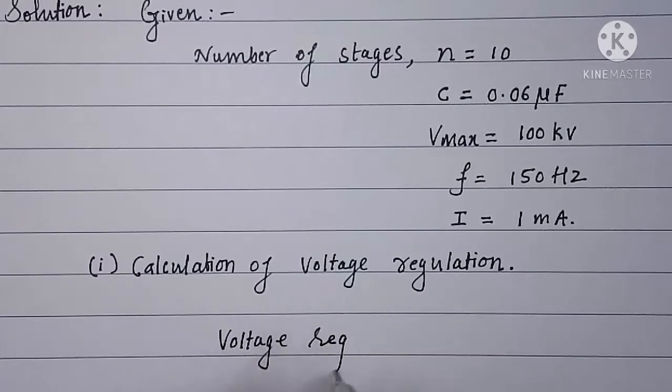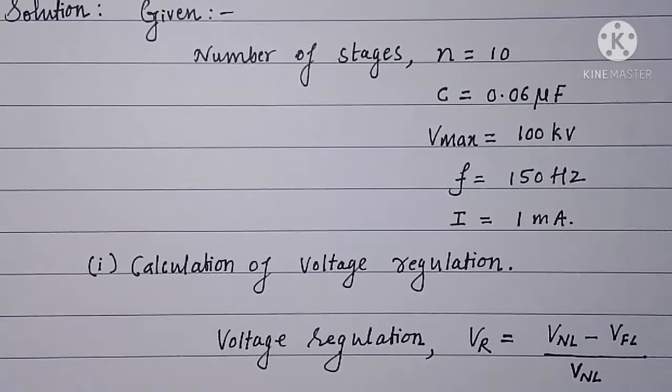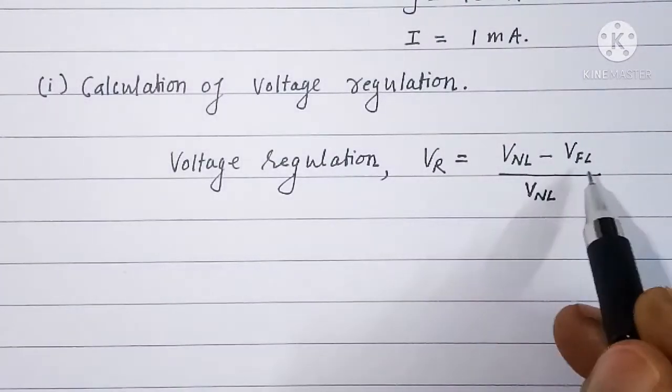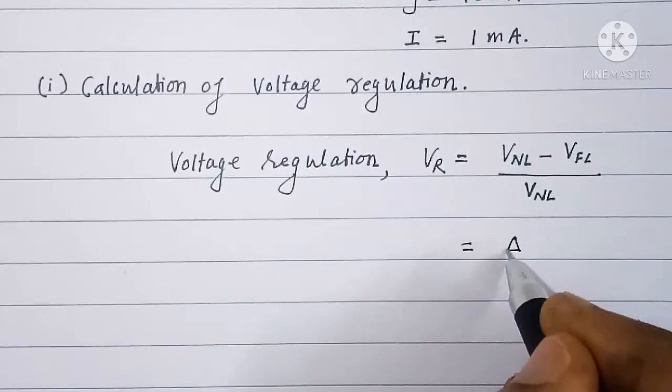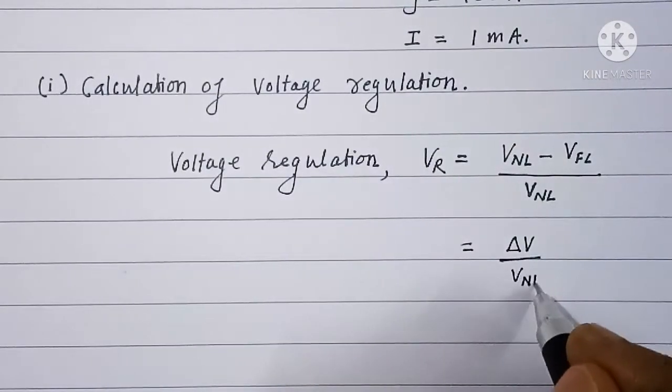Voltage regulation by definition, VR equal to no load voltage minus full load voltage divided by no load voltage. No load voltage minus full load voltage is nothing but voltage drop. So I will write voltage regulation as delta V upon VNL.